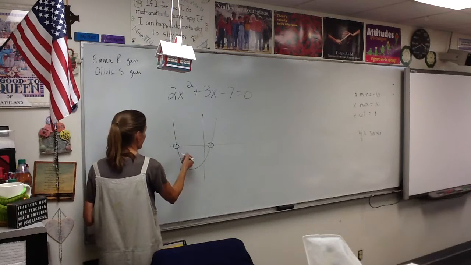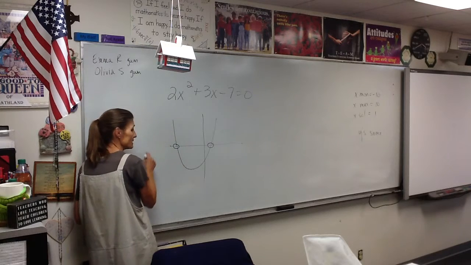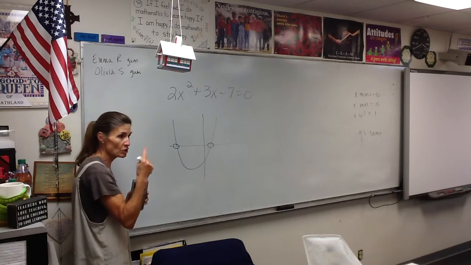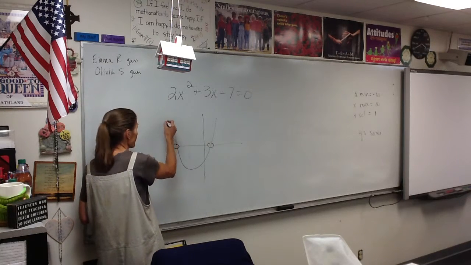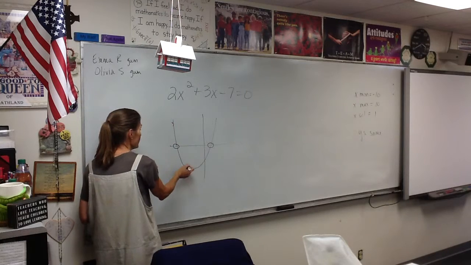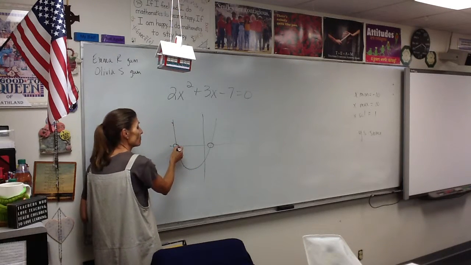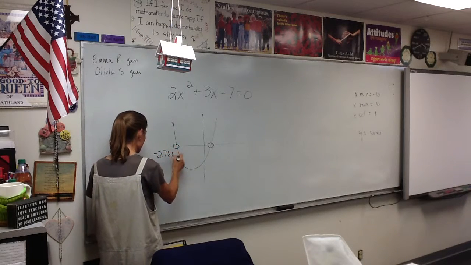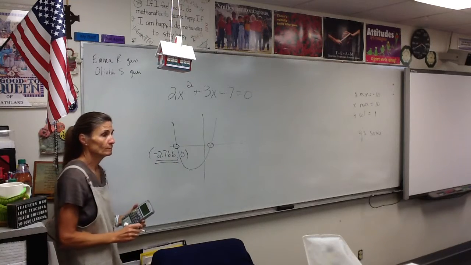Now what I just did was, when I hit second calc and then picked 0, my cursor came on the curve. I saw a flashing thing on the curve. Move it over here and press enter. Move it down here, press enter. Move it here, press enter. And it should say -2.7660. That's the number we're looking for.